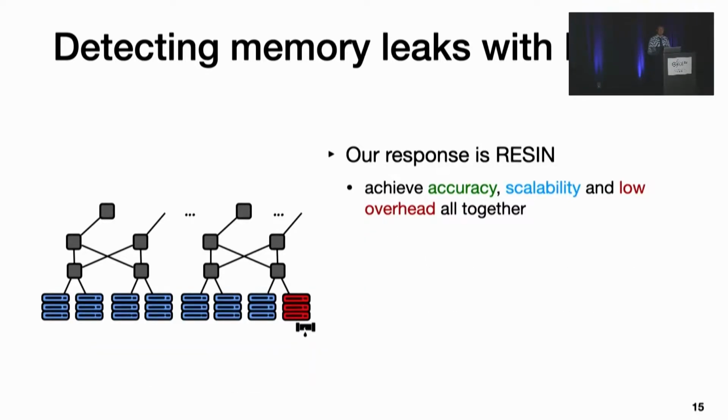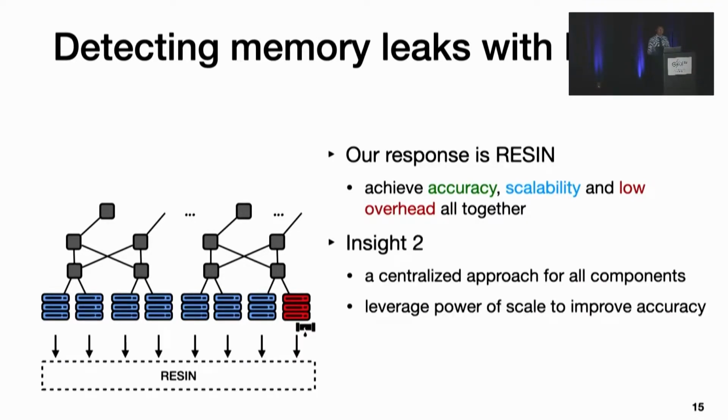Our second insight is that, instead of a team-by-team effort, RESIN takes a centralized approach, supporting all components in the cloud in a non-intrusive way, including the operating system kernel. It also gathers information across many hosts to improve accuracy.